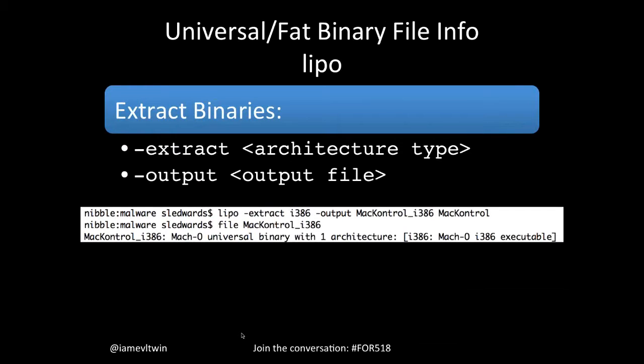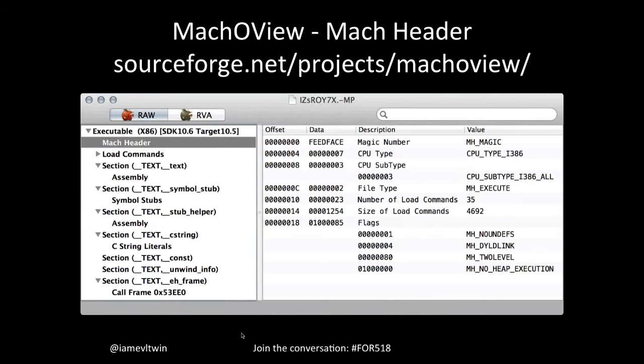To extract these binaries, we use just a simple flag called -extract and throw it out to an output file. I have an example here of the Mac control. Mac control was a semi-popular remote access Trojan. But I only want to look at, say, the 32-bit version of that binary. So I use the extract, I specify the architecture, which is i386 for 32-bit, and then I pump it out to another file for later analysis. So those are the command line versions.